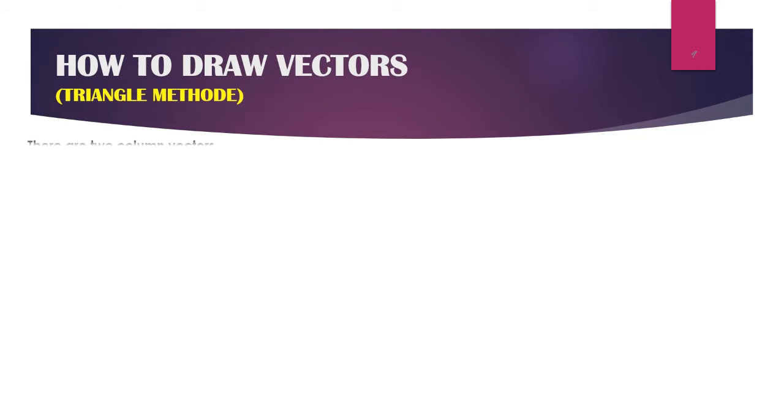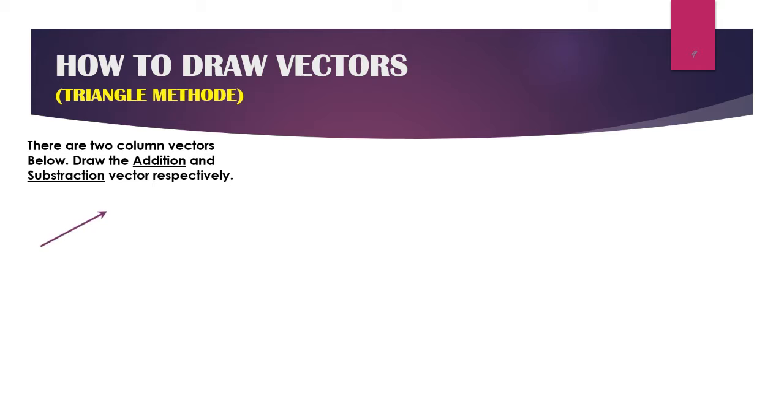Okay, students, how to draw vectors? The first is the triangle method. In the triangle method, draw the next vector after the previous vector is done, as a continuation vector. You have to remember and listen. The triangle method is continuation vector.